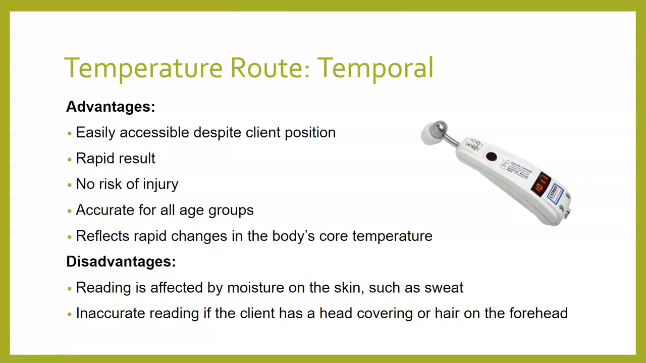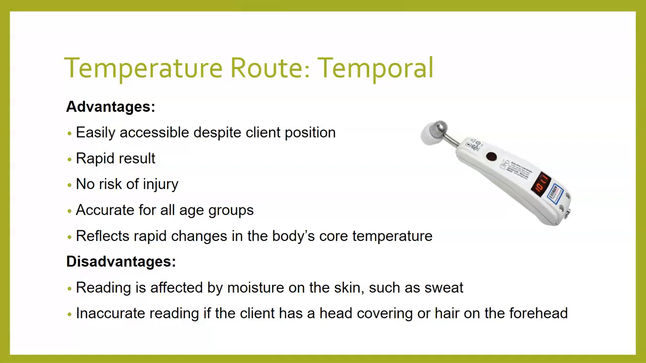So to do this, you place the probe on the center of the forehead above the eyebrows, and then you're going to press the button here. Then you slide the probe across the client's forehead toward the hairline or the temple while the button remains depressed. Then you lift the probe while the button remains depressed and place the probe on the skin behind the client's ear. And then release the button, and it'll give you the reading.